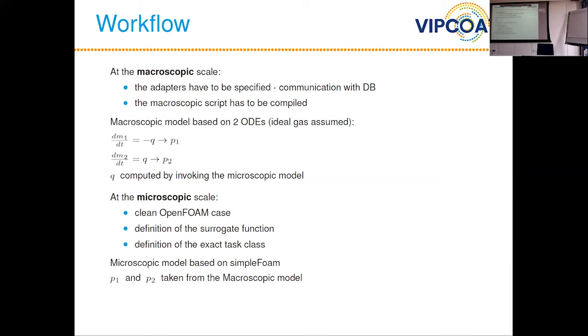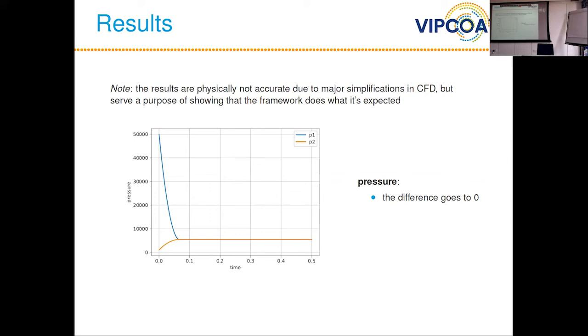Just a sanity check, to see if I'm doing something that makes sense or not. I'm plotting the pressure here in the one tank and the second tank. And of course, first you have a value of pressure one that is higher than pressure two, and you see what happens. The good thing is, in the end, the pressure came to the same value.